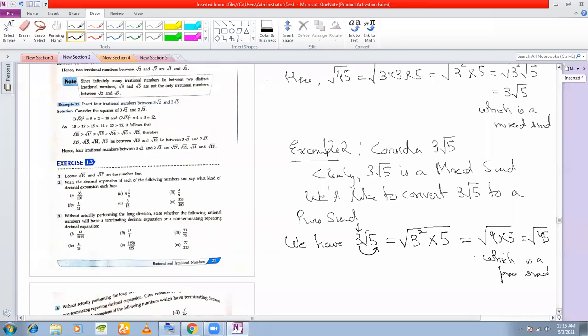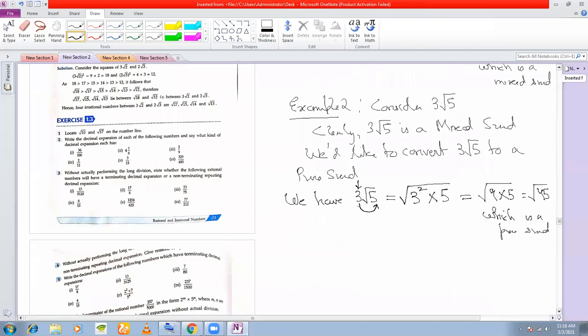Clear with this? I'll give you more examples, but is this part clear? Yes, sir. When 3 enters this radical, you make it a square. Yes, sir. Okay. Let me give you other examples here.